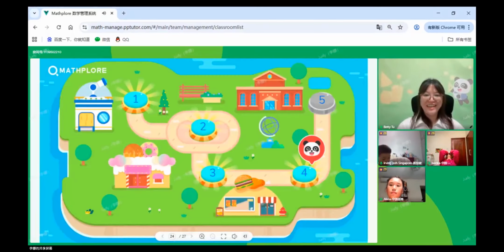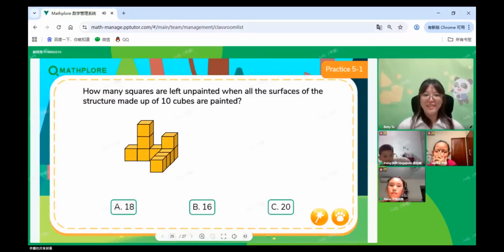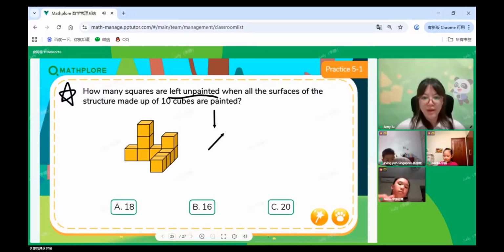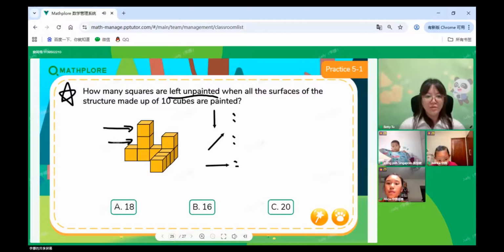All right, let's move on. Okay, so here, let's count. The question is, we are going to find how many squares are left unpainted when all the surfaces of the structure made up of 10 cubes are painted. Do you guys still remember we need to count from 3 different directions: up to down, front to back, left to right. So from up to down, how many joints are there? That's a layer thing. Up to down, we have 1, 2, 3 layers.